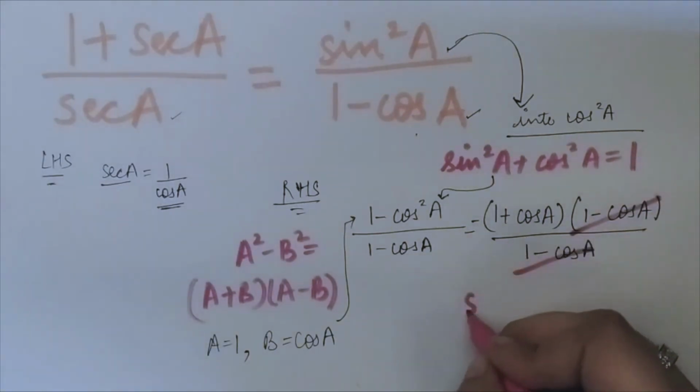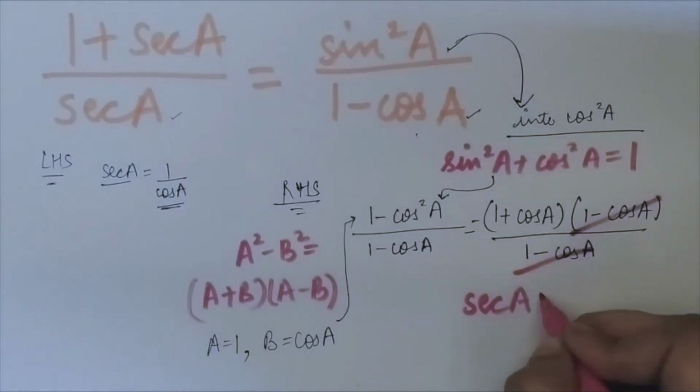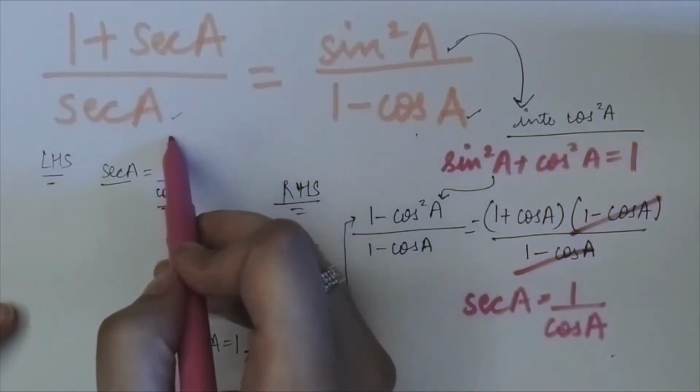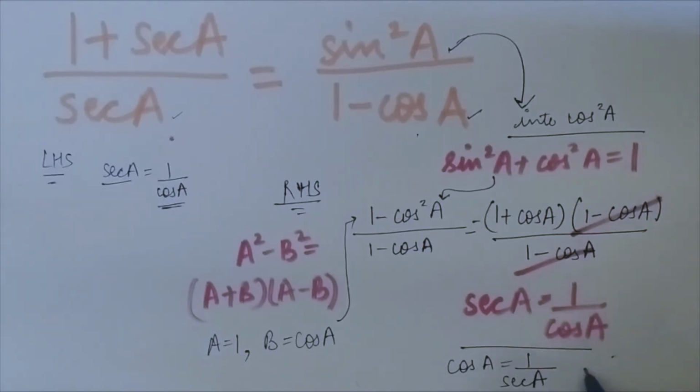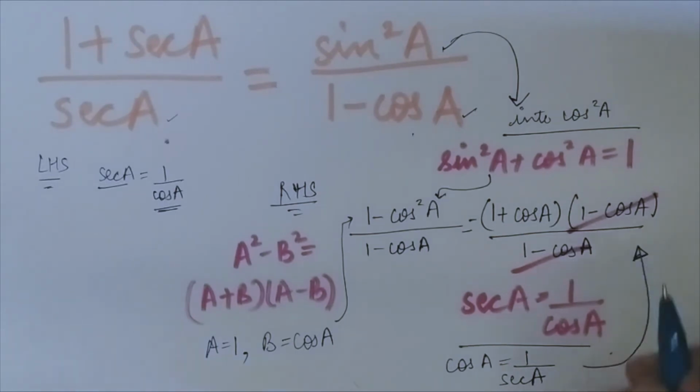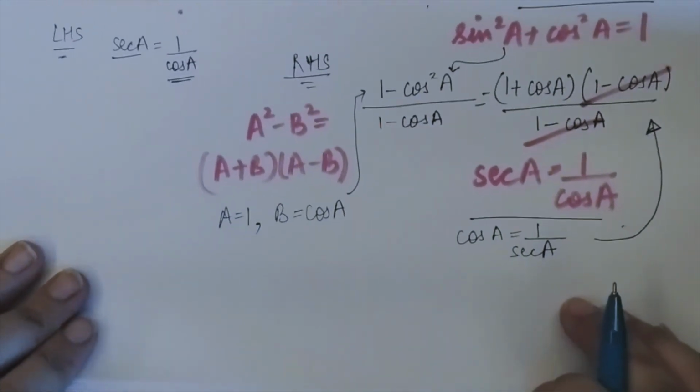Now we know that secant of a is 1 by cos of a. In the left hand side we have the secant of a. So we will be wanting the answer in terms of secant of a. So from this you can say that cos of a is 1 by secant of a. Now I'll be putting this up here. Just see it carefully.